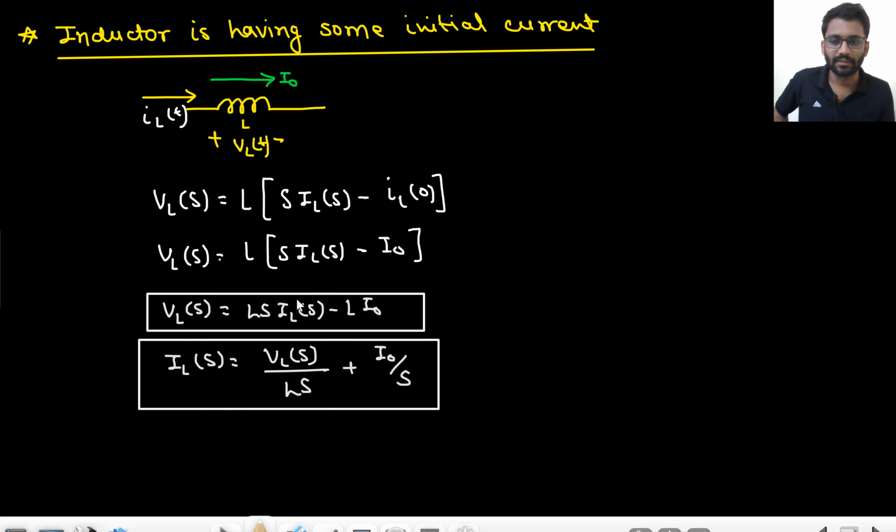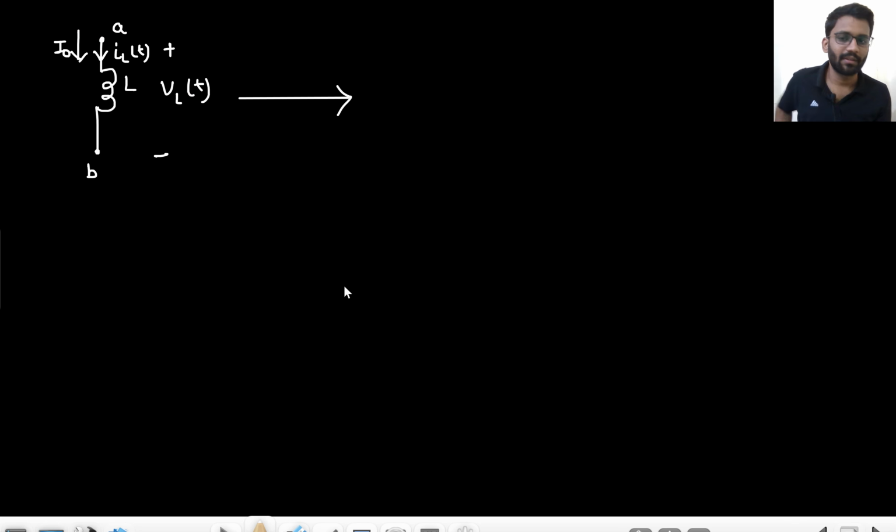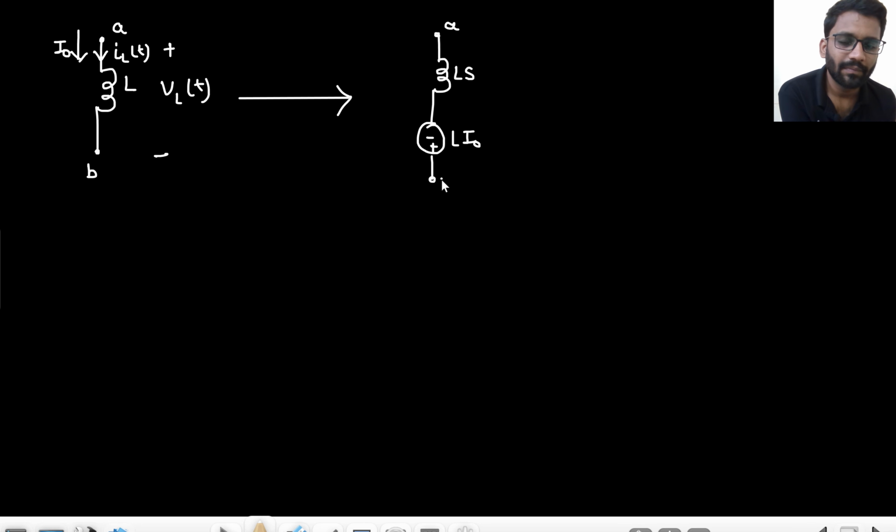So tell me, what is the answer? VL of S is L of S into IL of S. That means the impedance provided is L of S. And what is the voltage value? Li naught, right? So the impedance provided is Ls and the voltage value is minus Li naught. Are you getting this point or not? So how will you write?